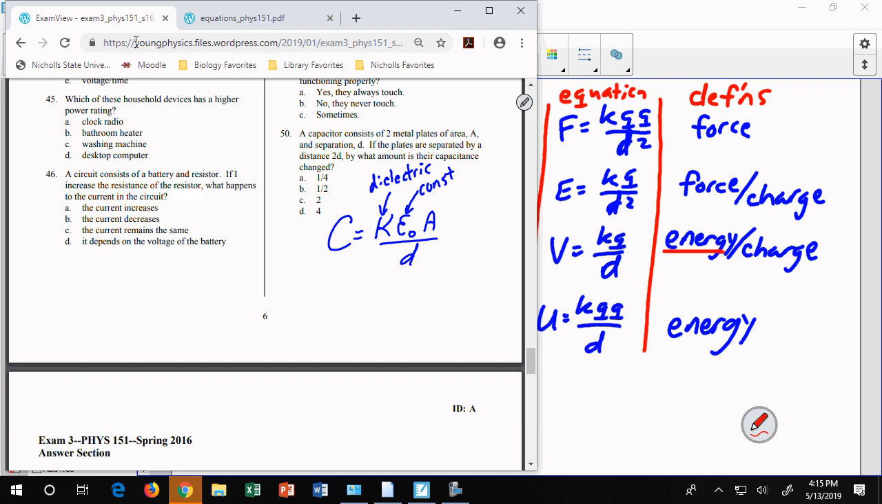Because I can think about it mathematically here. If K goes up, that means that C goes up. That's not what it was asking there. It was asking about the distance. This is the distance right here. This is the area. If the distance goes up by a factor of 2, that means I get a factor of 1/2 over here. So the capacitance is changed by a factor of 1/2.